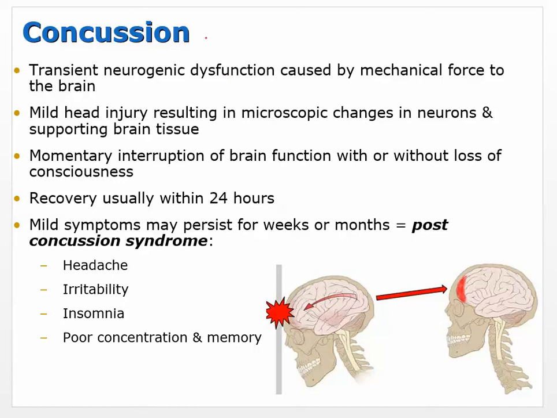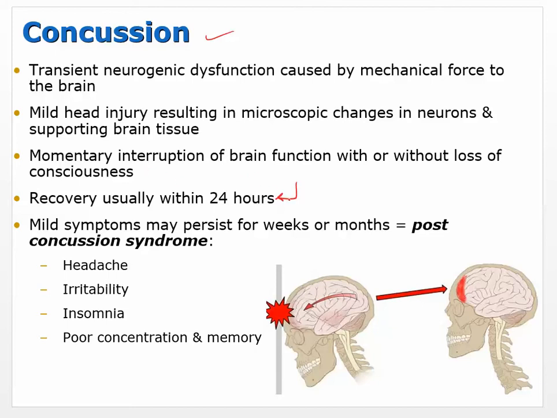All right, so we already mentioned concussion. There are a couple of different kinds, but in general, a concussion is a transient neurogenic dysfunction caused by mechanical force to the brain. I think a lot of us know what a concussion is. That's when you hit your head really hard to the point that it moves your brain a little bit inside your skull. It's generally, not always, but generally considered a mild head injury, resulting in microscopic changes in neurons and supporting brain tissue.